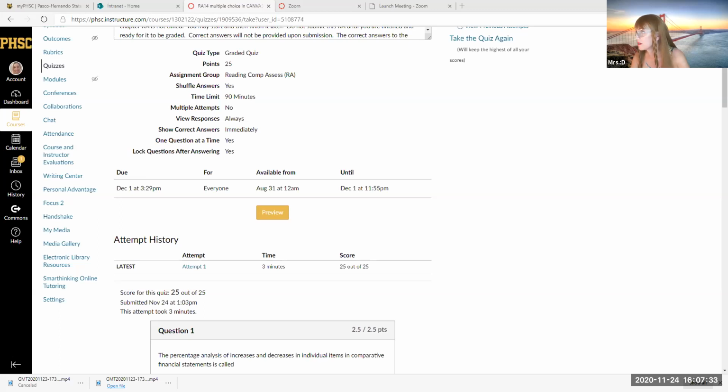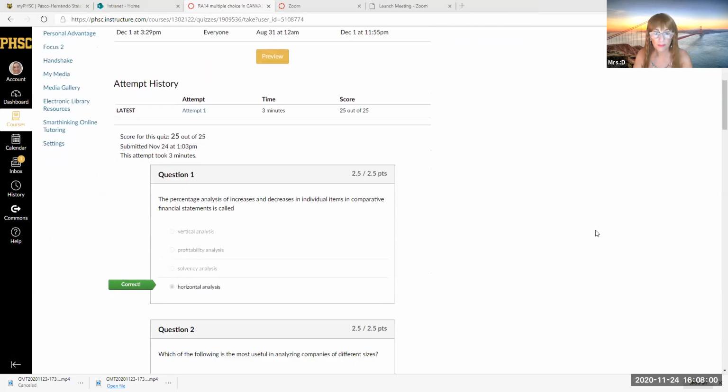That is correct, Christopher. The answer is horizontal analysis. And we talked about when you compare two different statements, and it had here comparative financial statements. That was where it gave it away. Okay, so let's kind of scroll down. So you see the answer?